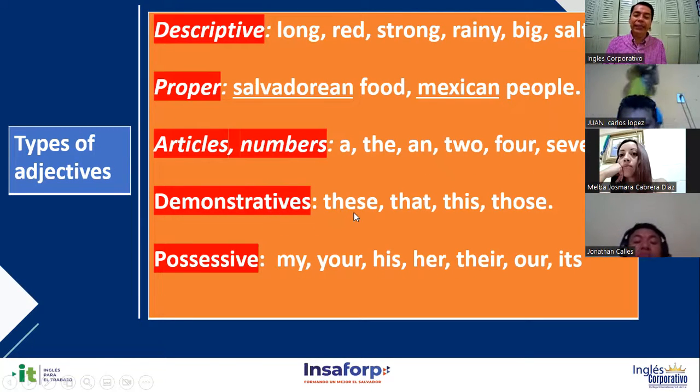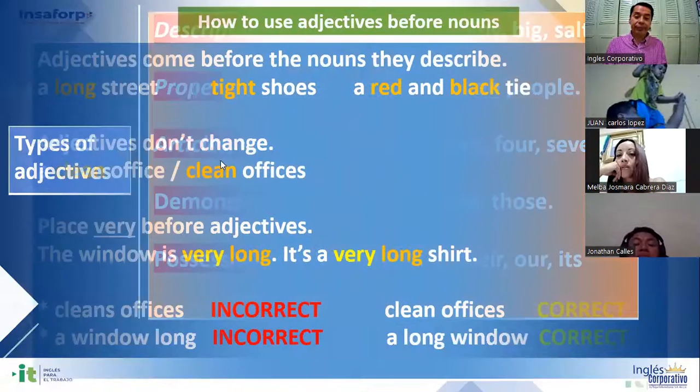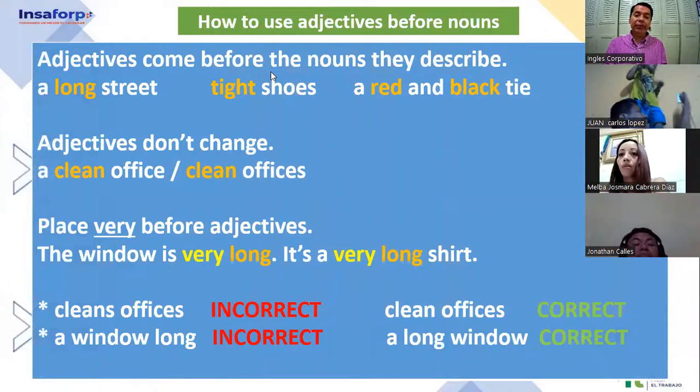Demonstrative: these, that, and those. Y los posesivos también, ¿verdad? Mine, your, his, her, their, our, its. Pero los que nos interesan esta noche son los descriptivos. Smelly, comfortable, big, small. They describe, right? They describe. Look at these examples.